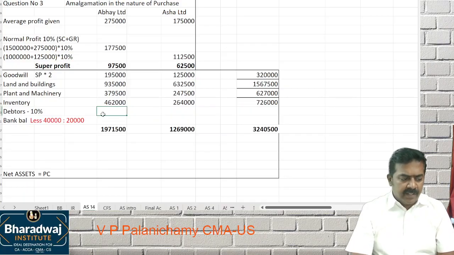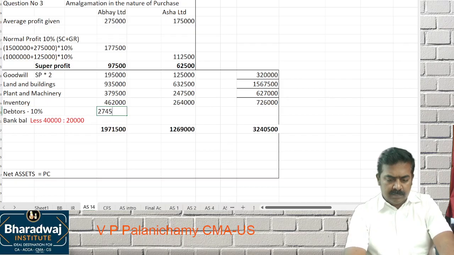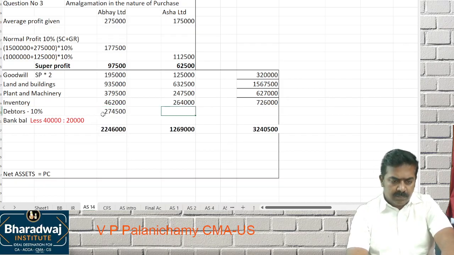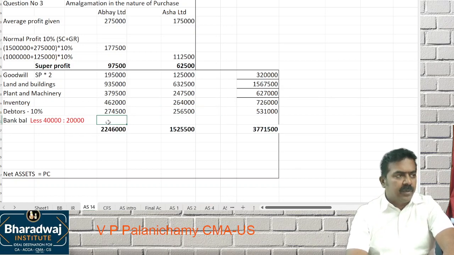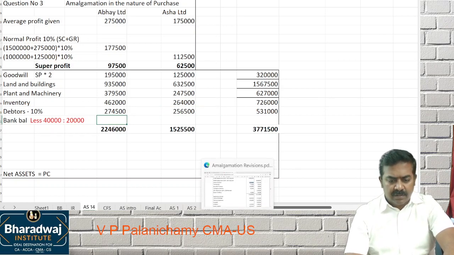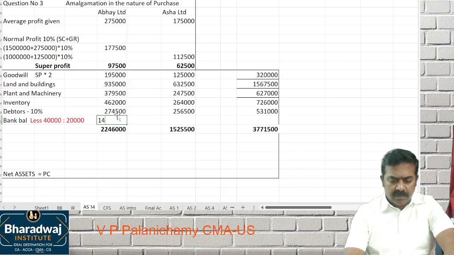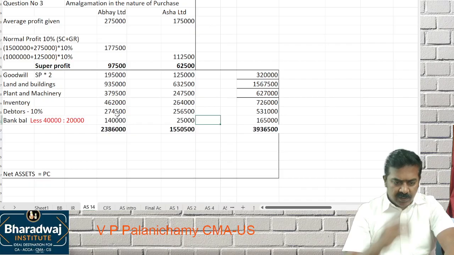Debtors after eliminating 10%. Minus 10%. Bank balance after deducting 40,000 and 20,000. After deducting that 40,000. This will give us total of assets.